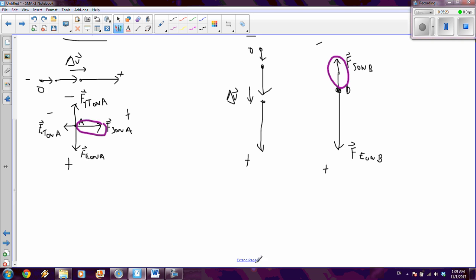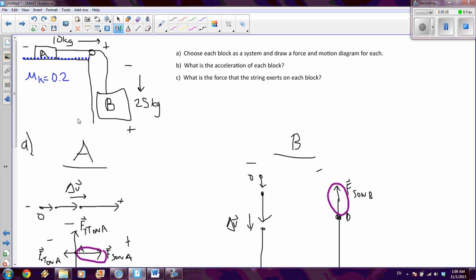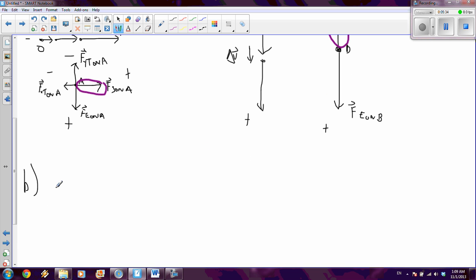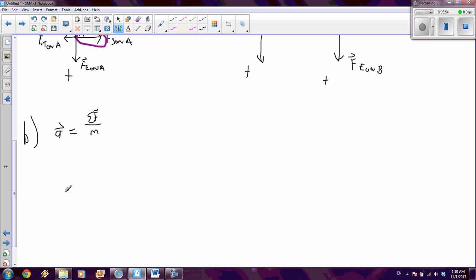So that's part A. Part B. What is the acceleration of each block? Again, these should be accelerating at the same rate. So we go to our mathematical model and word statements. Acceleration is equal to the sum of the forces over the mass. Again, this equation, our word statement, sum of forces, comes directly from our force diagram. We're focusing in the horizontal direction for this block because that's the direction in which it's accelerating.